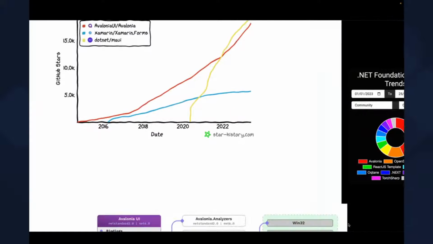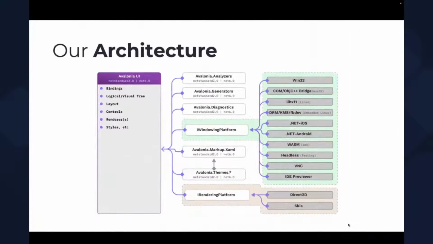Good. So let's talk about architecture and how it works. Why are we different? This is a diagram that I updated a couple of weeks ago for V11. The magic is really over here in this green section. It's the windowing platform. We don't use native controls. So like MAUI, you're asking for a button.